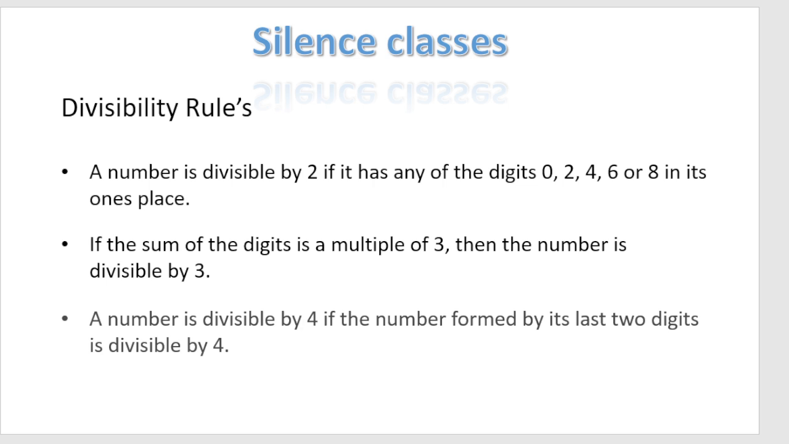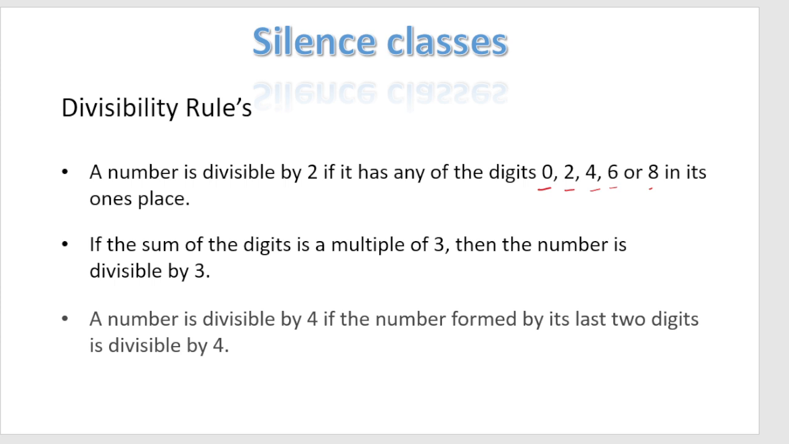So the divisibility rule of 2. A number is divisible by 2 if it has any of the digits 0, 2, 4, 6, 8 in its ones place. Means if there is any number whose last digit, the number in the ones place, is 0, 2, 4, 6 or 8, it should be divisible by 2. The last number should be divisible by 2.